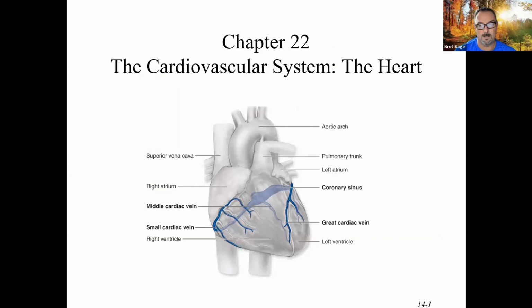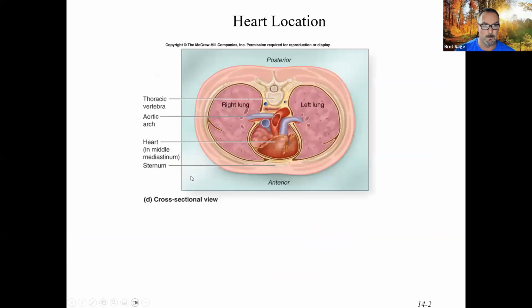We're in the cardiovascular system. We're talking about the heart. This is a good image showing you the blood vessels, the veins, and coronary sinus of the heart. So let's keep going. Okay, where's the heart located?